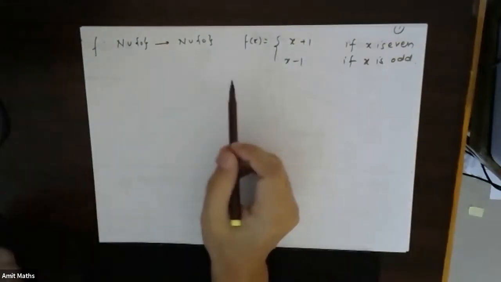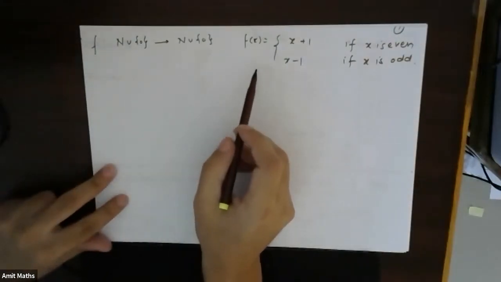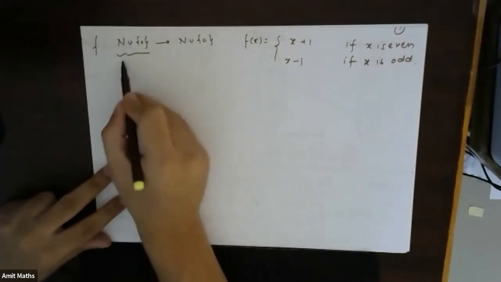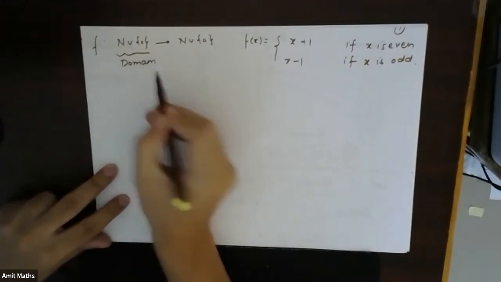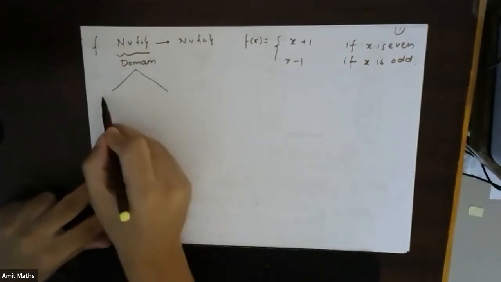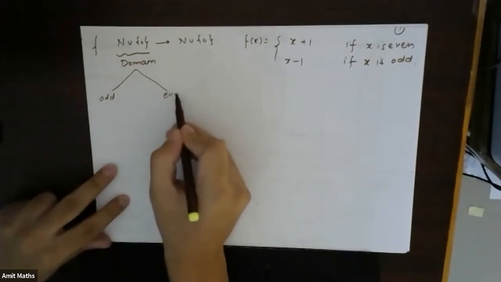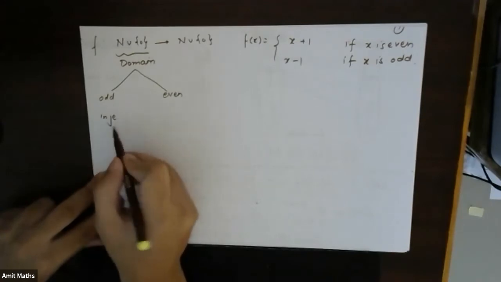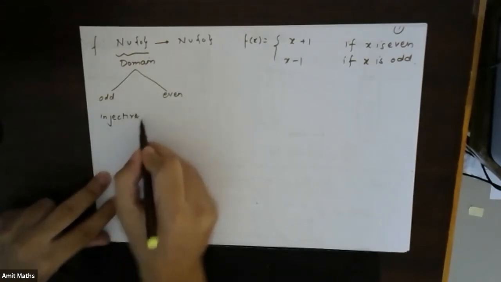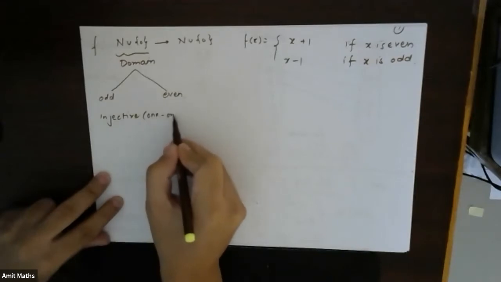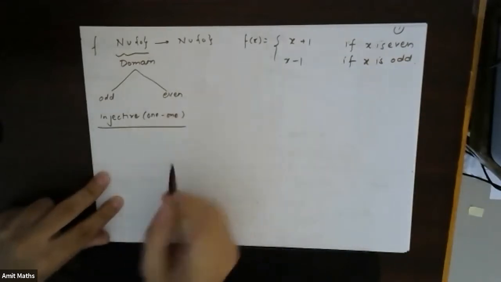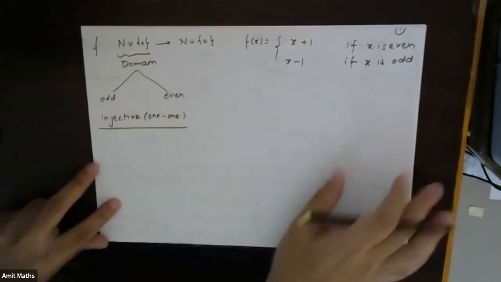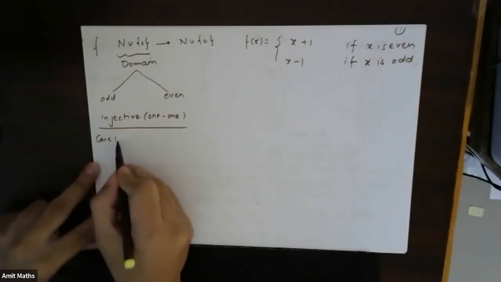Again, this question is of a similar kind as we have done before. In this question also, the domain is divided into two different parts, one is odd and one is even. So to find the injective nature, or 1-1 nature, of this particular mapping, I'll take three different cases. So case 1 and case 2.